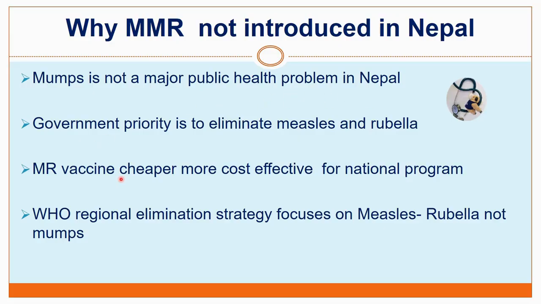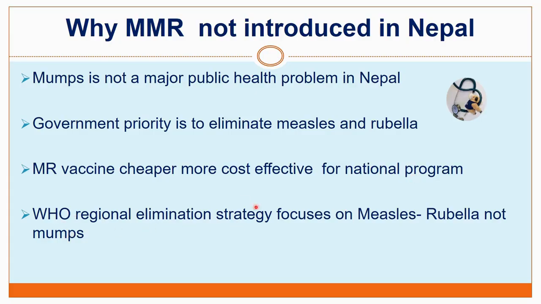Number two, government priority to eliminate measles and rubella. The target of the government was to eliminate, to control measles and rubella and not mumps. MR vaccine is also cheaper, so cost effective. Since this is a national program, the vaccines are given free of cost, so this would be easier for a developing country like Nepal. And then the WHO regional strategy.